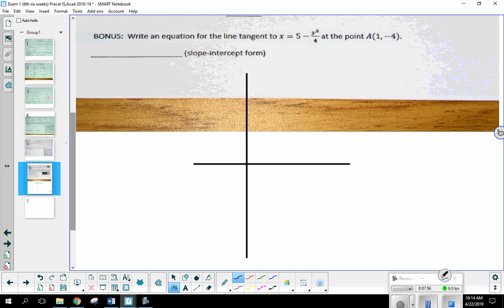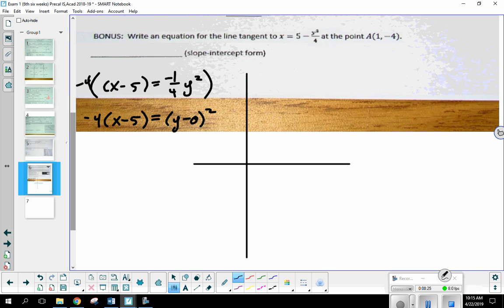Okay, so the first thing I did was I tweaked that equation a little bit. I put it in the standard form that we know a parabola is going to be in. So I subtracted the 5 over. So x minus 5 is equal to -1/4 y squared. And then we know that the coefficient of the squared term has to be a +1. So I went ahead and multiplied through by -4. So -4 times x minus 5 is equal to, that would just be y squared. So I'm going to write it as y minus 0 squared. Okay, so just a little bit of manipulation, and I was able to get the standard form.